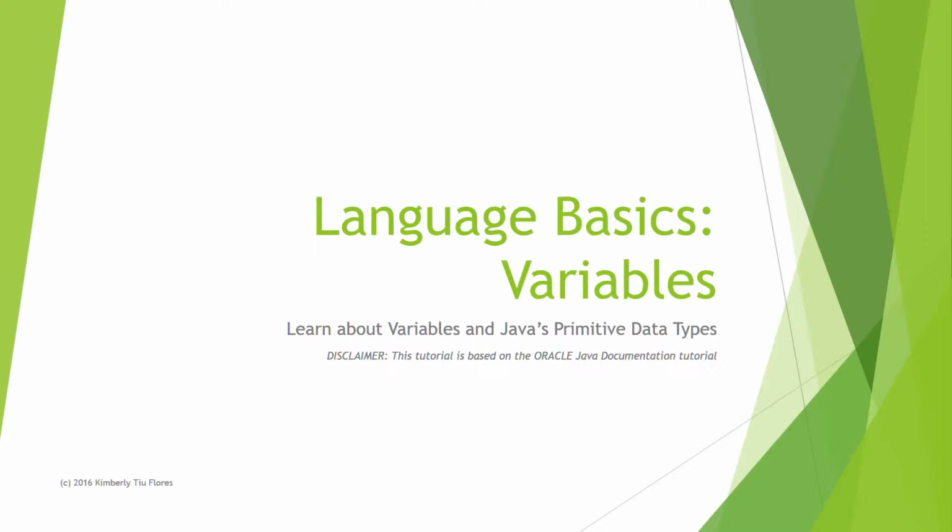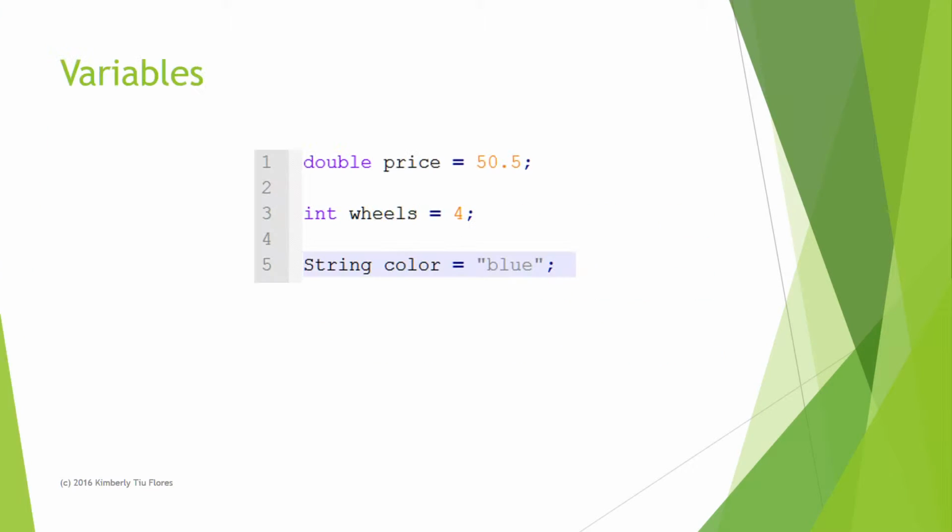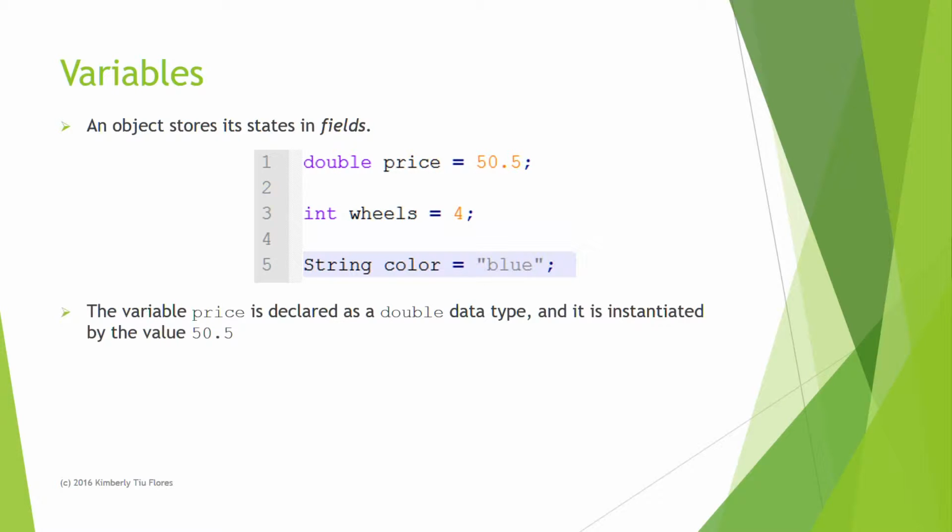Welcome to Chapter 3. Today we are going to discuss variables and the primitive data types of Java. An object stores its state in fields, such as the code example below. The variable price is declared as a double data type and it is instantiated by the value 50.5, and so on with the other variables.